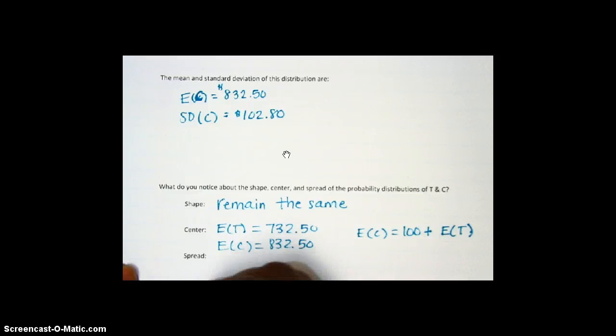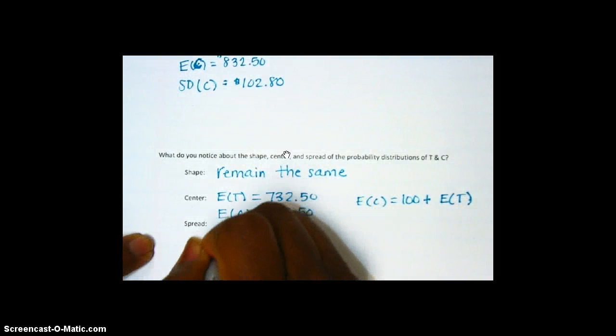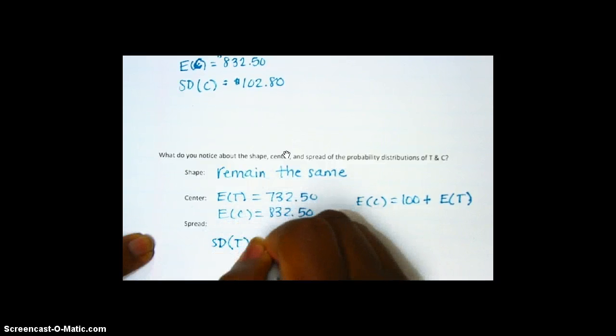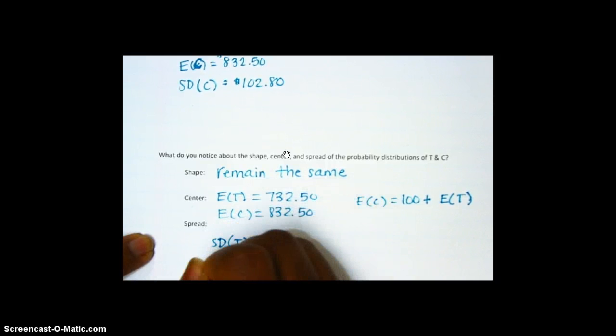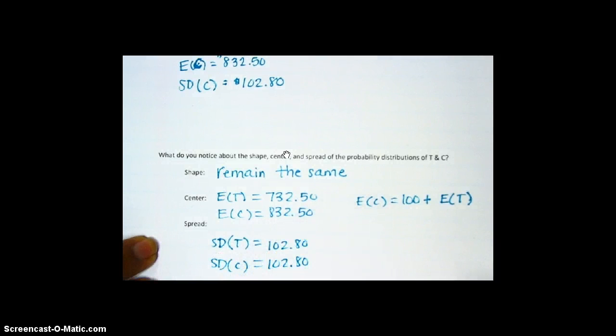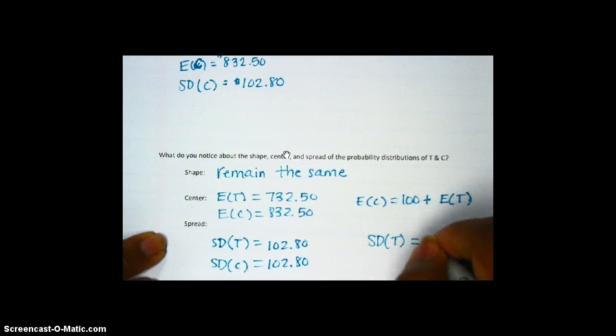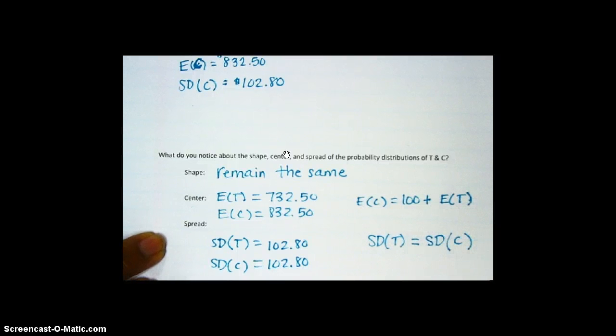For the measure of spread, you'll notice that the standard deviation of T was $102.80, and the standard deviation of C was also $102.80. So that tells me that standard deviation is unaffected by adding a constant, that the distribution is no more spread out than it was before. So let's take a look at what this means in general terms.